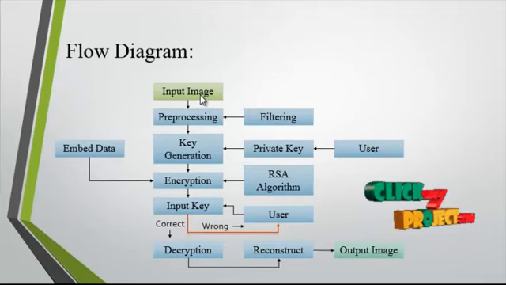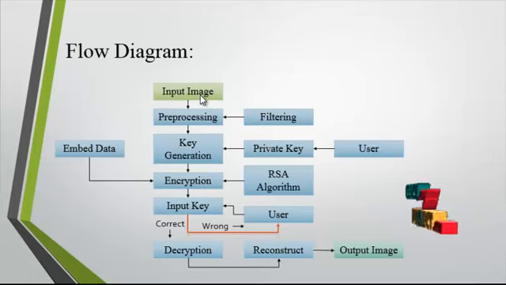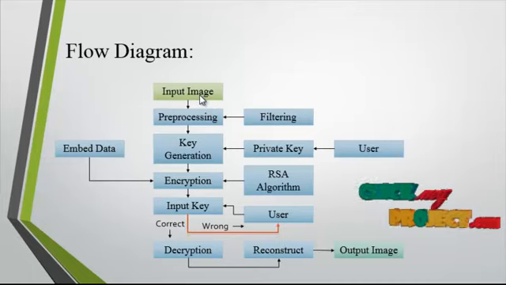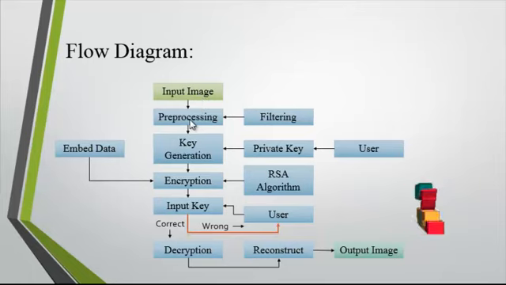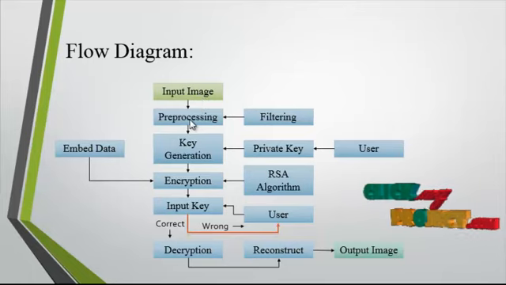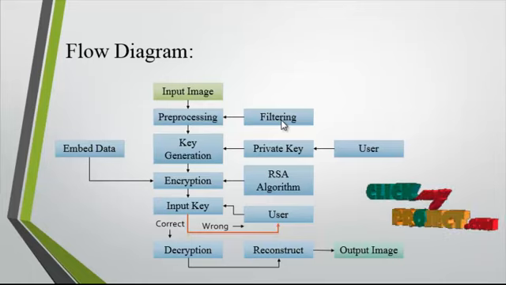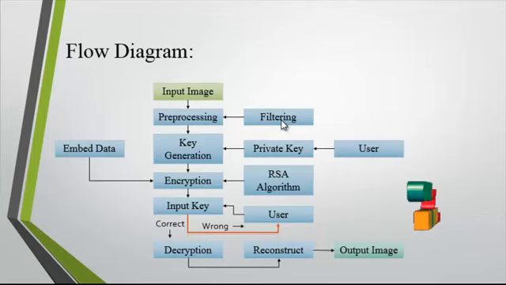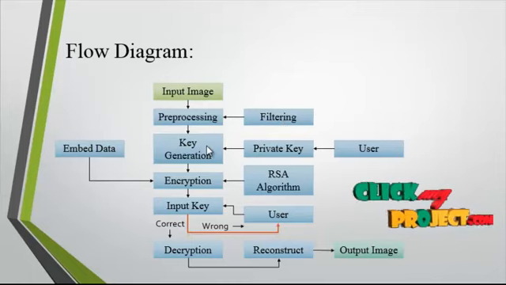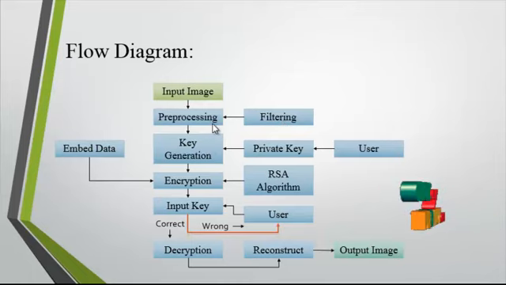At first, the input image is taken from the dataset. Then the image taken from the dataset undergoes pre-processing. In the pre-processing, we have considered filtering. The filtering is nothing but removing the noise from the image. For the filtering, we use the Gaussian filter method to remove the noise from the image. Hence, the Gaussian filter is applied in the pre-processing step.